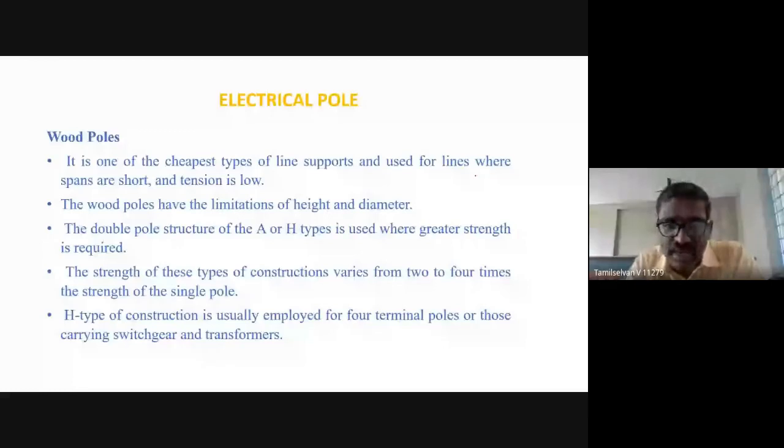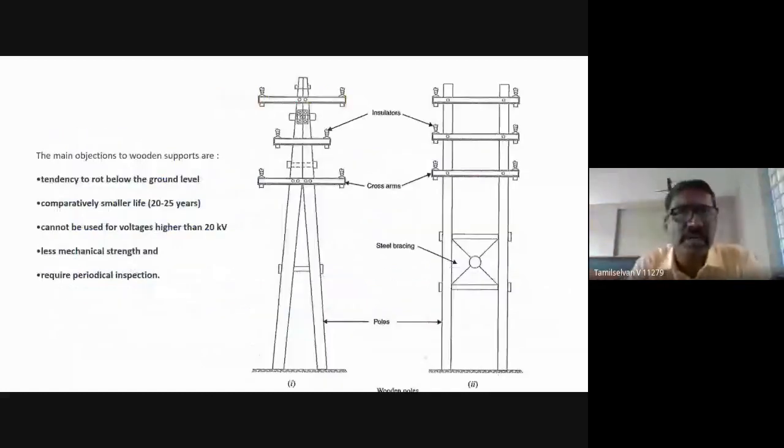H type will normally be employed for terminal poles carrying switch gear as well as transformers. So we use H type constructions for carrying the conductors or transformers. This is the first diagram, which shows an A type construction of wood. This is where we place the insulators on the cross arm. These are called cross arms. This is the pole which we are making.